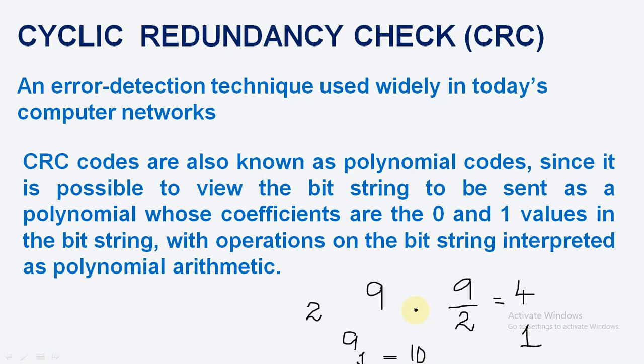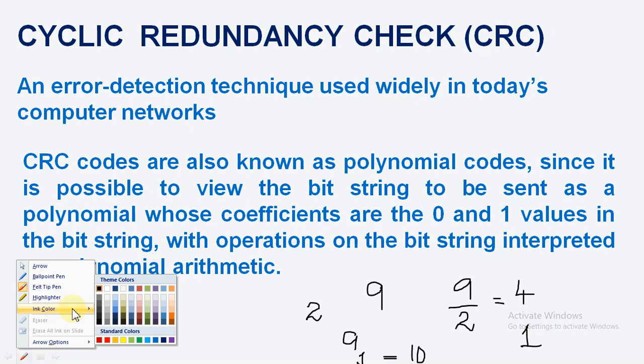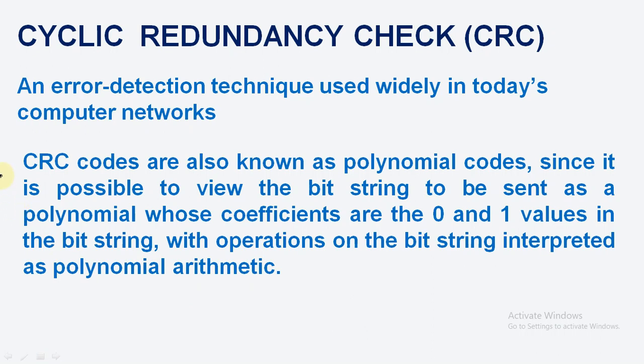Therefore this method is a sophisticated method because it can identify any kind of errors that may happen, or errors of any length also. It's an error detection mechanism or error detection technique, as told earlier. It is widely used in today's computer networks. And CRC codes are also known as polynomial codes, since it is possible to view the bit string to be sent as a polynomial whose coefficients are zeros and ones, with operations on the bit string interpreted as polynomial arithmetic.